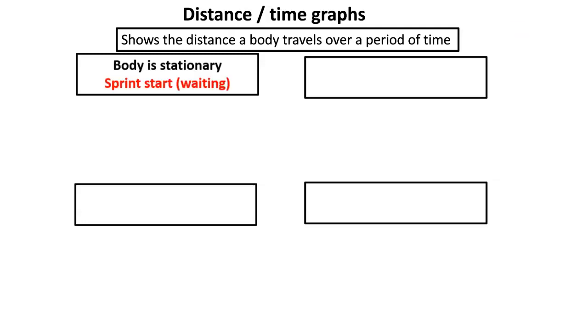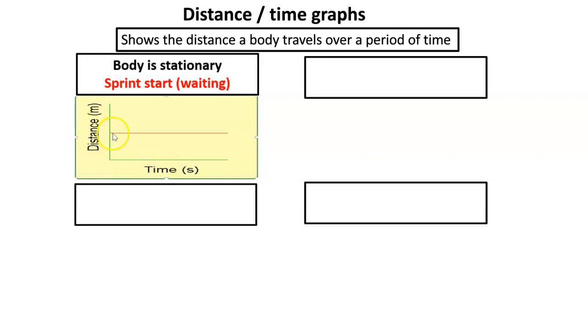So first of all, if the body is stationary, waiting at a sprint start, we've got time on the horizontal axis and distance on the vertical. All that will be taking place here is no movement, because distance doesn't change over that period of time. So this could be a period of 10 seconds waiting to start the race. So that is the gradient of the curve. It is a straight line, it is stationary.